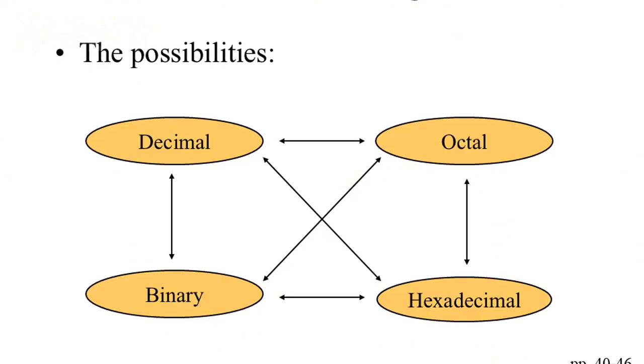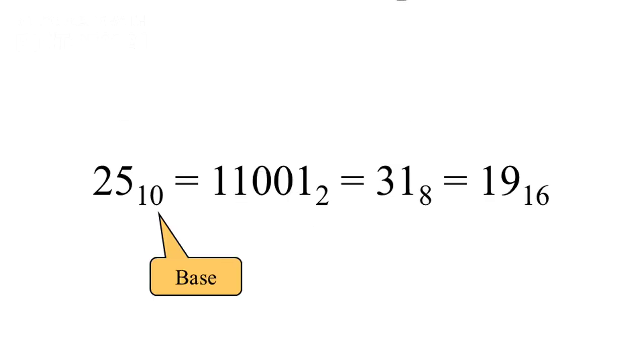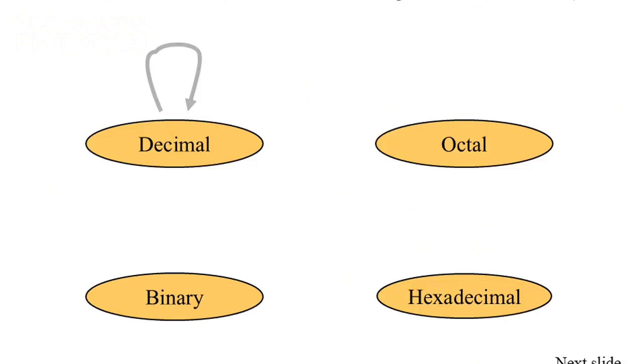Now, let's discuss the possibilities of converting numbers among decimal, binary, octal, and hexadecimal bases. Here's a quick example showing how the number 25 can be converted into binary, octal, and hexadecimal. For fun, let's see how a number in decimal can be converted to another number in decimal.